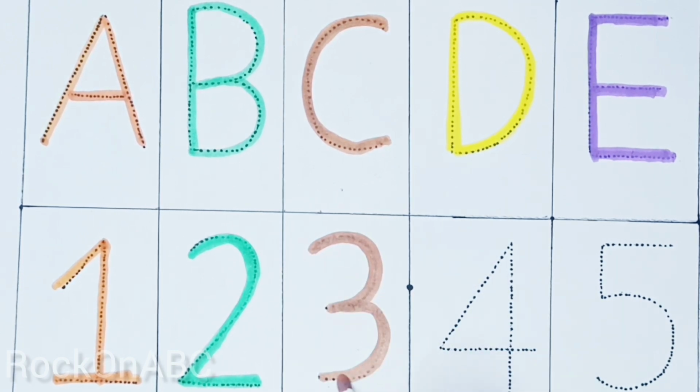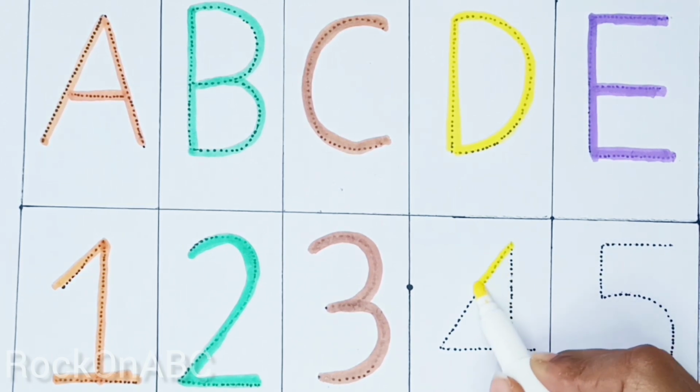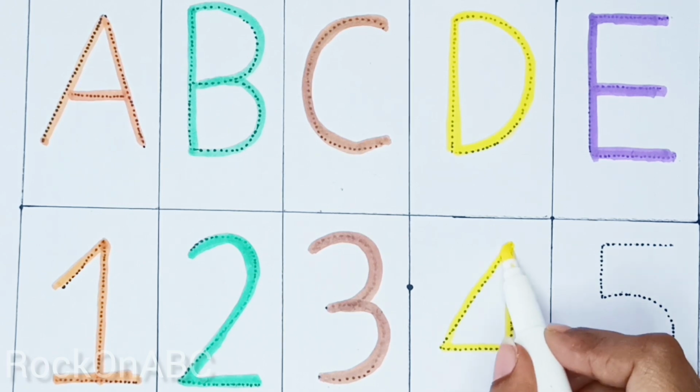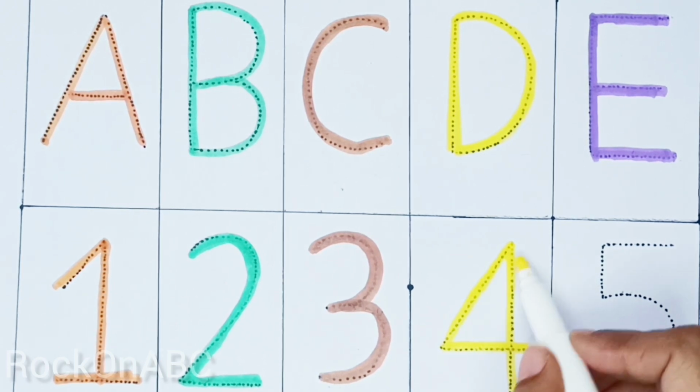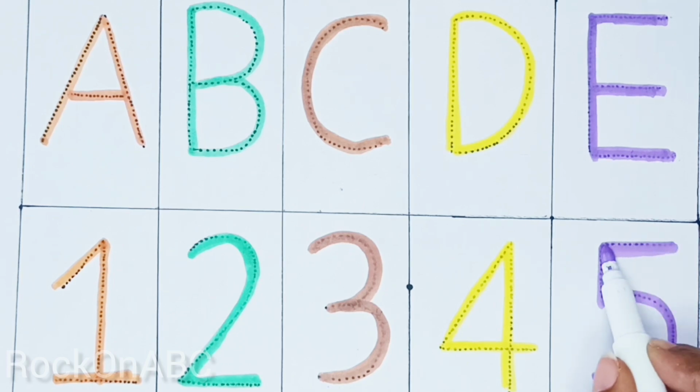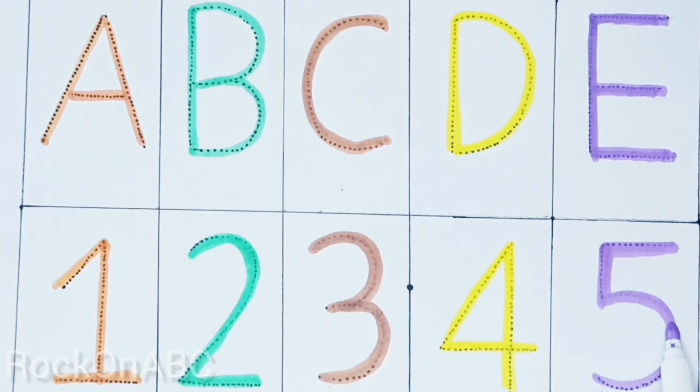Number 3, yellow color. Number 4. Number 4, yellow color. Now I am tracing number 5 with violet color. Violet color. Number 5. Very good.